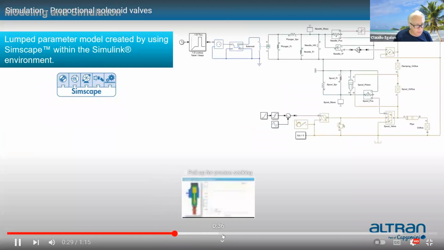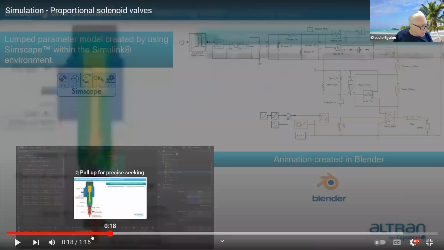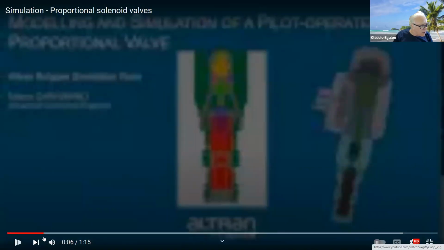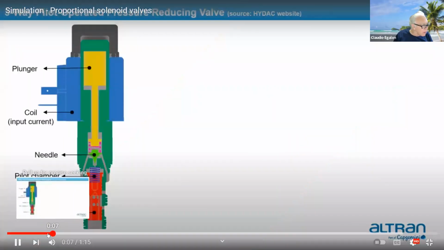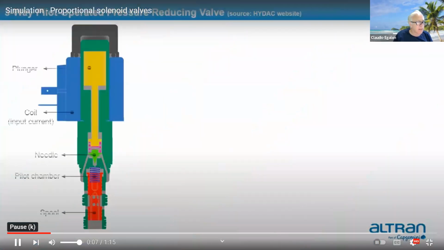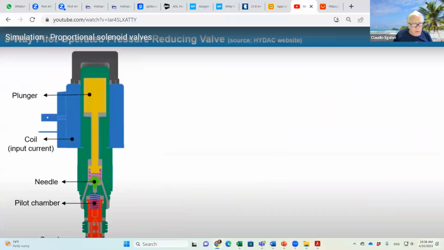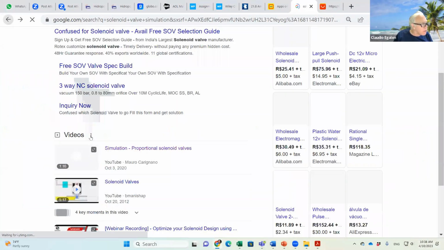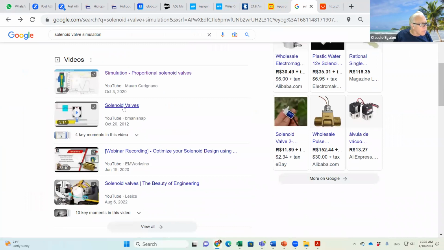Those are the circuits. I don't know. I don't like this one. Let's see. Let's start at the beginning here. Okay, we see that this device moves back and forth. Sometimes it closes, sometimes it opens. Let's see if we have a better one. I don't like this one here. Solenoid valve. Maybe this one here.